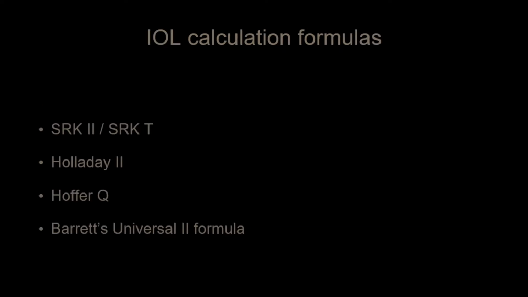These are the various IOL calculation formulas that we have. Here we generally use SRK2. SRK/T is more commonly used for longer axial lengths. Barrett's Universal 2 formula is a more recent, accurate formula in which other parameters such as AC depth are also included, and there is software available wherein we can enter the parameters and get the intraocular lens power.